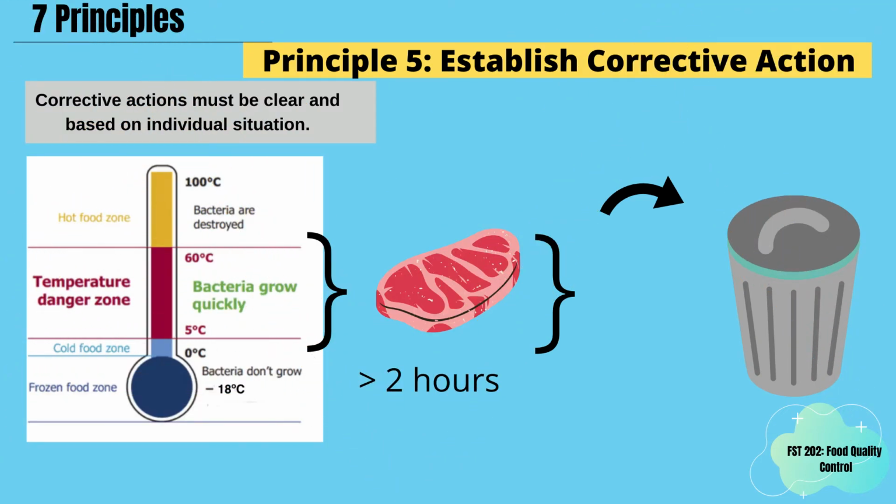Principle 5. Establish corrective action. Corrective action needs to be established when monitoring indicates the particular critical control point is not under control. The corrective action consists of specific outlined steps that dictate what is to be done to correct the cause of the violation and what is to be done with the product produced while the critical limit was violated.